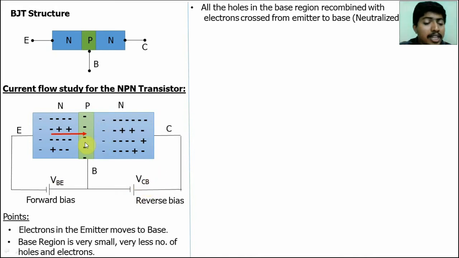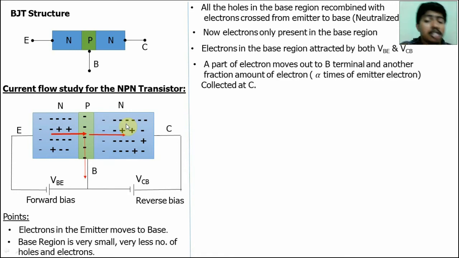But the material thickness is very small. Maximum number of electrons moves to the collector. That means 95% of electrons in the emitter move to here. Only the remaining part of electrons recombine and move to the base terminal. This is the movement of electrons due to the forward bias.